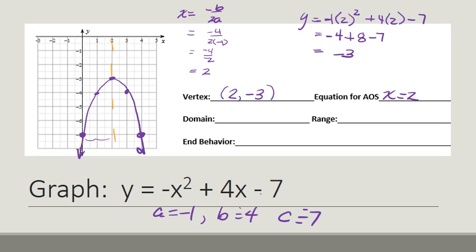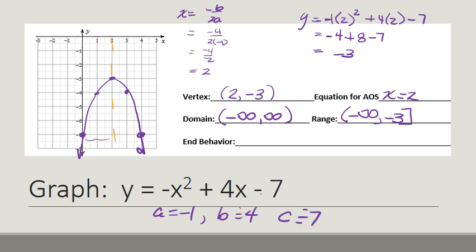Your domain in a quadratic of this form is always going to be from negative infinity to infinity. My range is affected by the y value. My y value is negative 3 and it opens down, so my range goes from negative infinity to negative 3. It's included, so you use that brace.